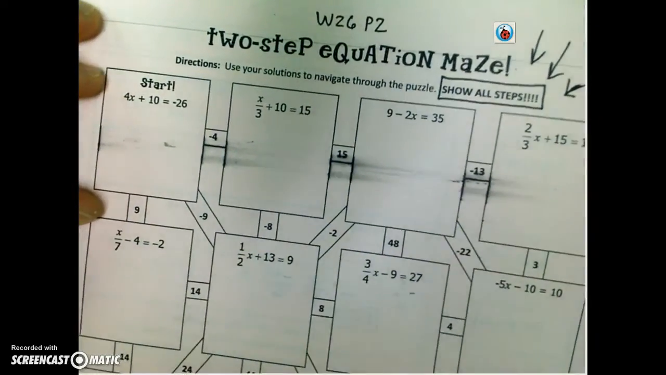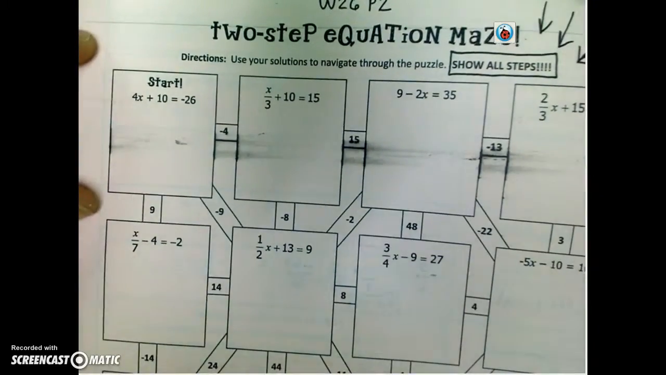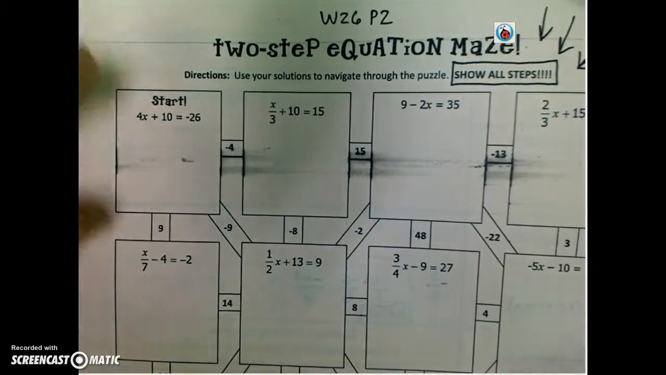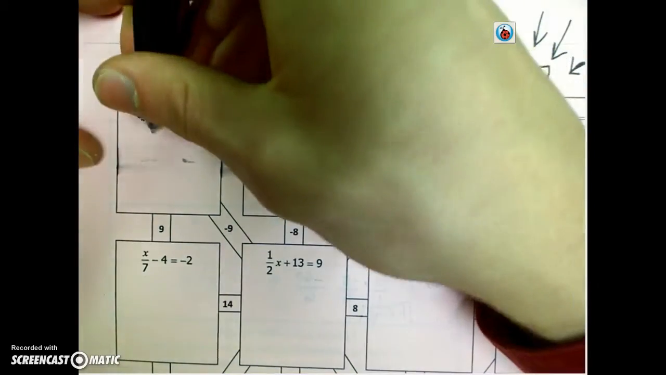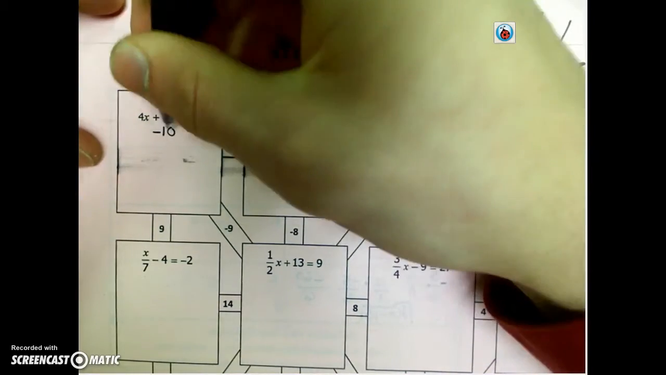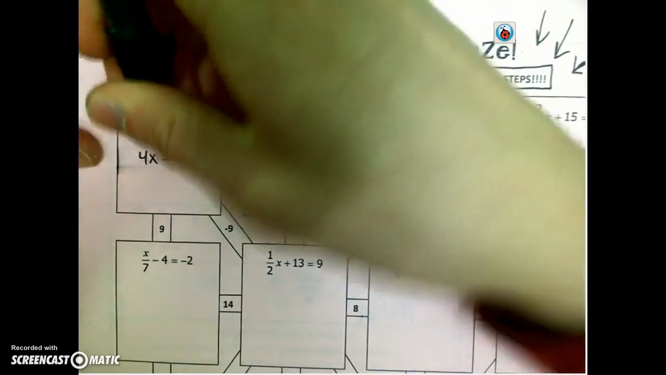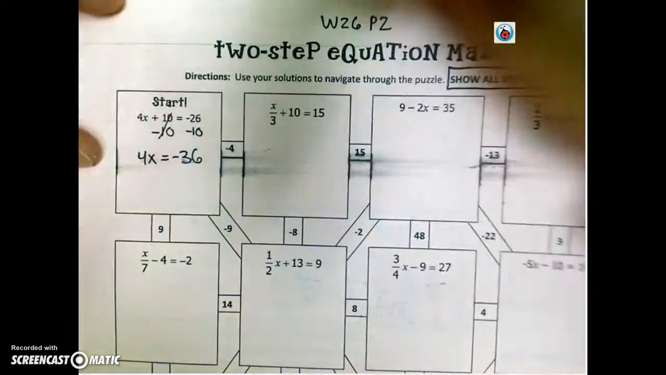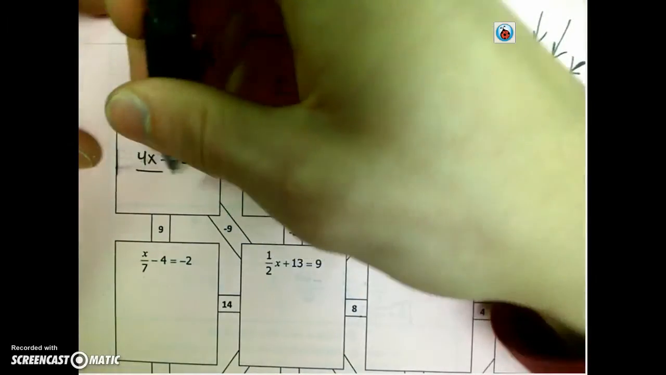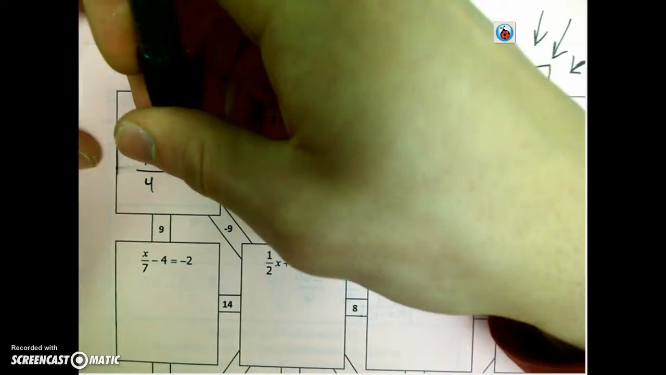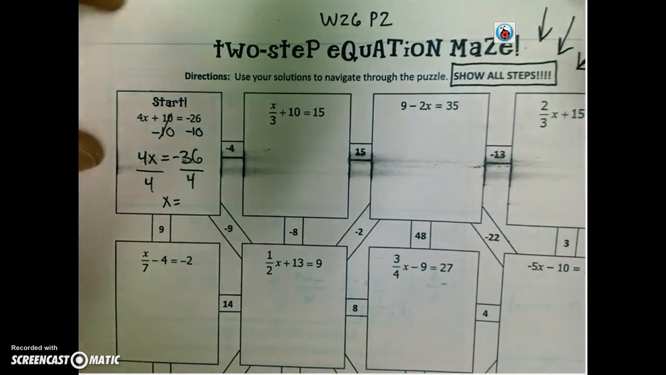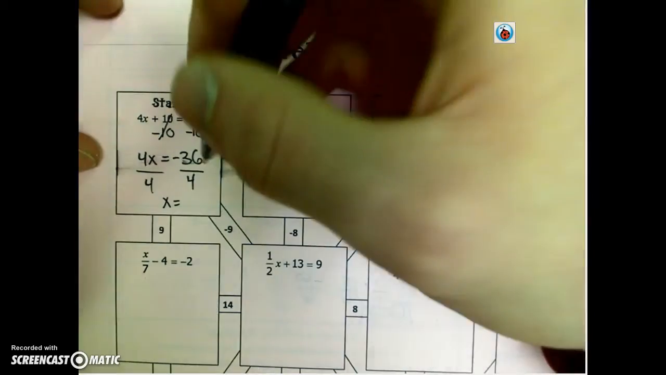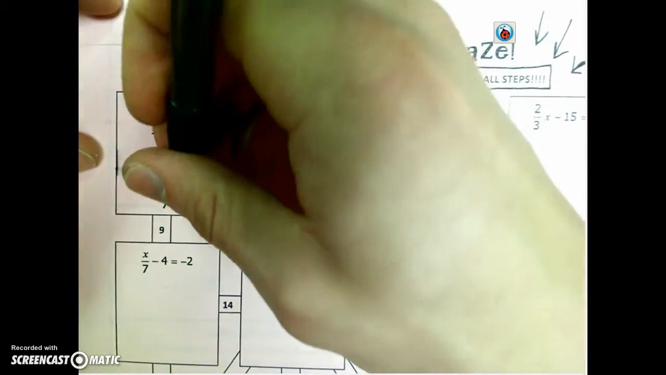For page 2 here, solving equation maze. Right, so what we'll have to do here is we'll just start solving the equations, and when you find your answer, you move on to the next one, and eventually you should get to the ending. So for example, we'd solve this first one by subtracting 10 from both sides. And then when we divide both sides by 4, we get that x is equal to a negative 9 here.